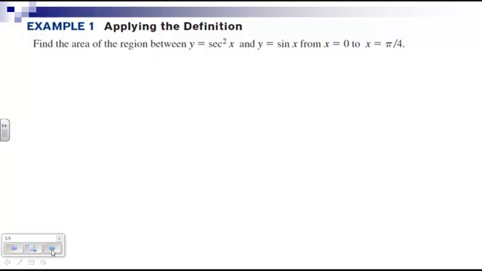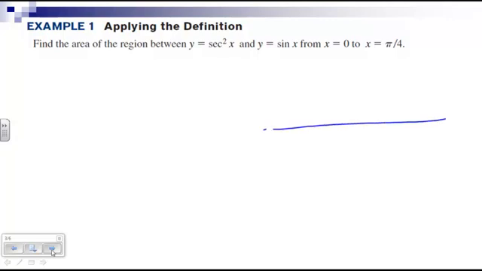All right, so I would like to find the area of the region between y equals secant squared and y equals sine from x equals 0 to x equals pi over 4. Now, before we can set up the integral that tells us this area, the previous slide said that we have to list the curve with the higher values first and the curve with the lower values second. We can't do this unless we know which curve is on top and which is on bottom. So let's draw a little picture.